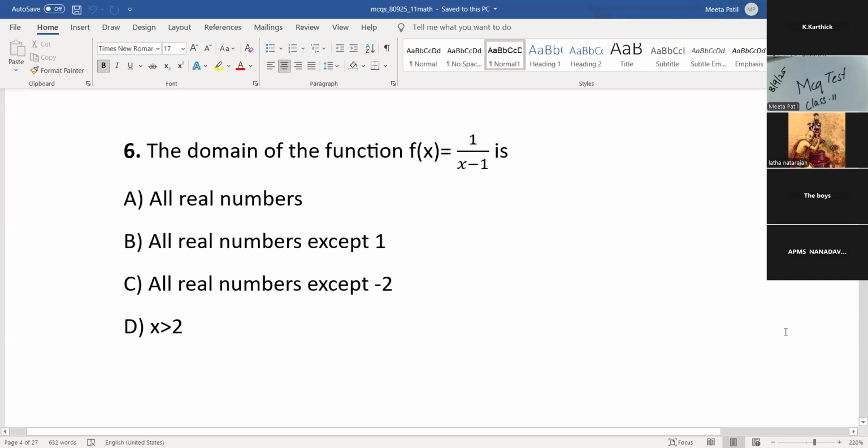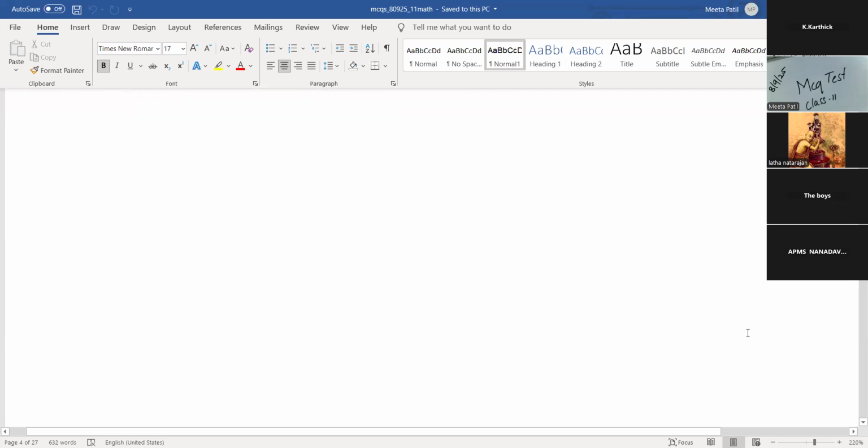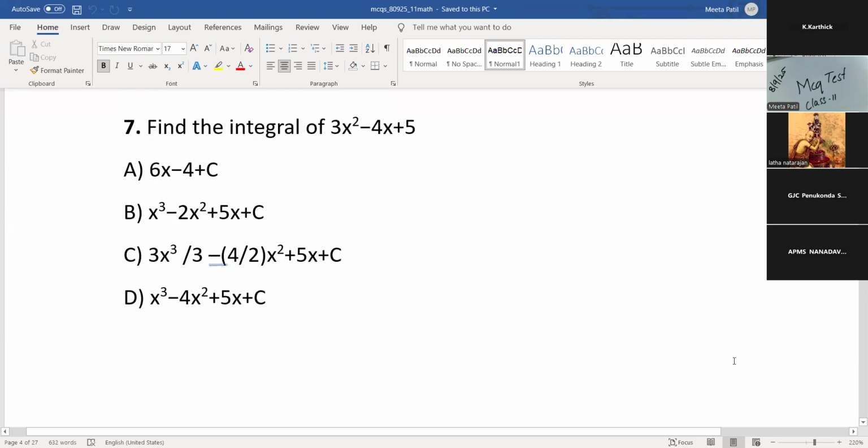Okay, so we are moving to the next question. The seventh question: find the integral of 3x square minus 4x plus 5. Here you have four options.